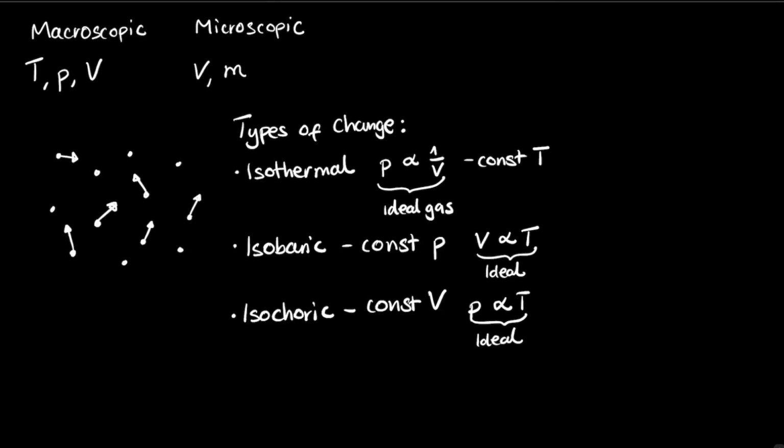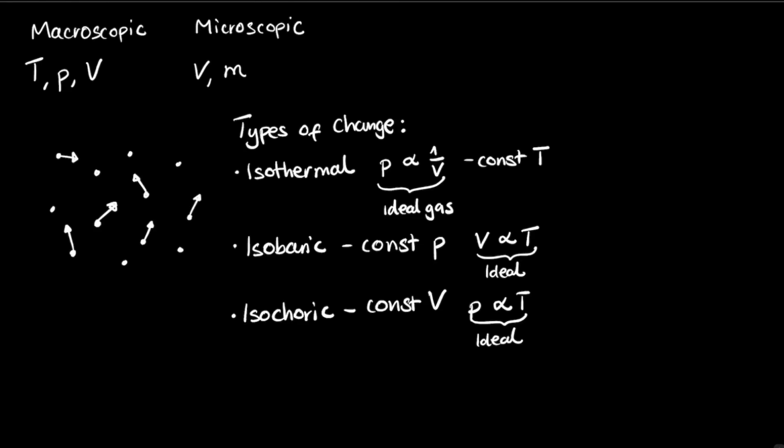So these gas laws we identified are only true for an ideal gas. However, you can have isothermal changes, isobaric changes, isochoric changes for any type of gas, whether it be an ideal gas or a real gas. They can all undergo these changes. But in the case that they are an ideal gas, then these three laws hold.